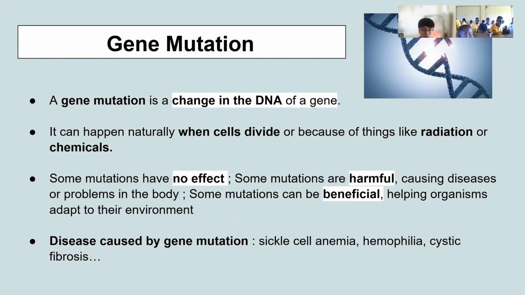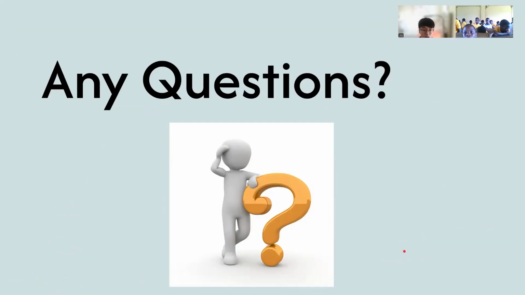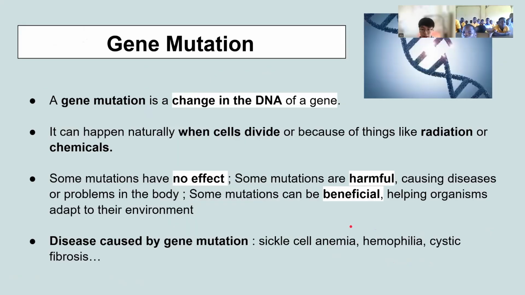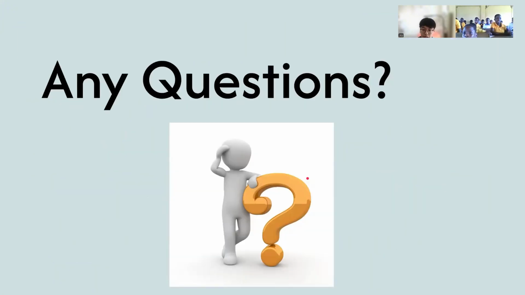So examples of diseases caused by gene mutation are sickle cell anemia, hemophilia, cystic fibrosis, and way more. So yeah, that was the end for our gene, DNA, and chromosome section.